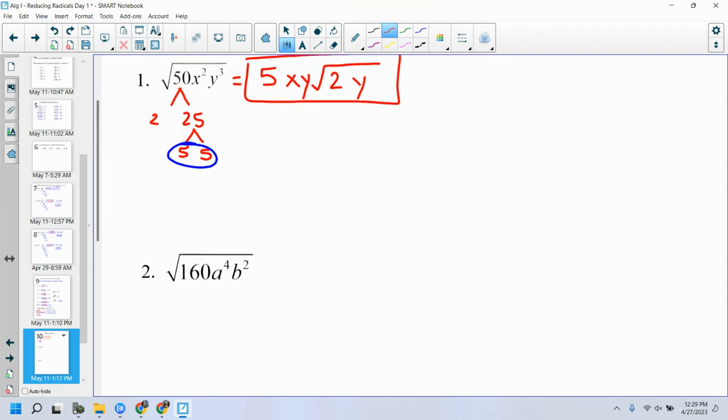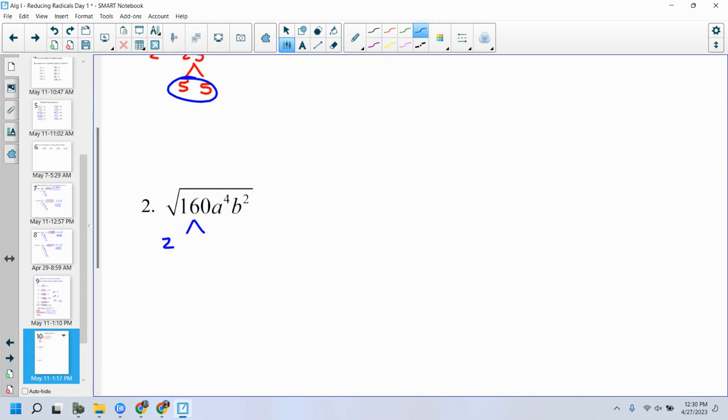Let's take a look at the second one up here. 160 a to the 4th b squared. Okay, let's break down 160. That's 2 and 80, 2 and 40, 2 and 20, 2 and 10, 2 and 5. Could I have broken this apart differently? Sure, but you should still get to the same prime factorization.